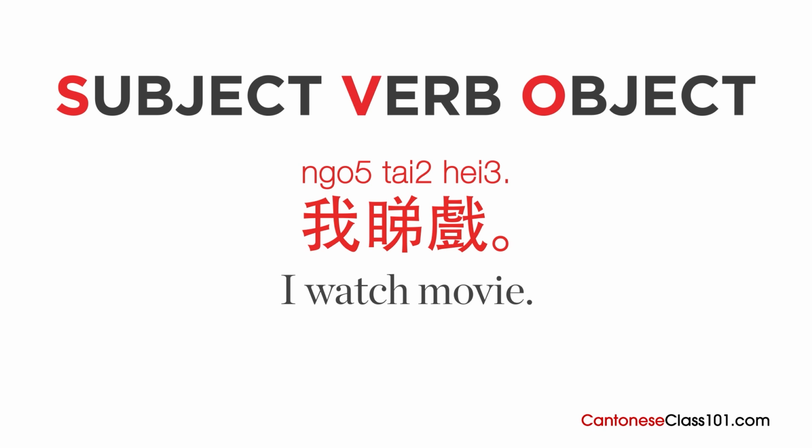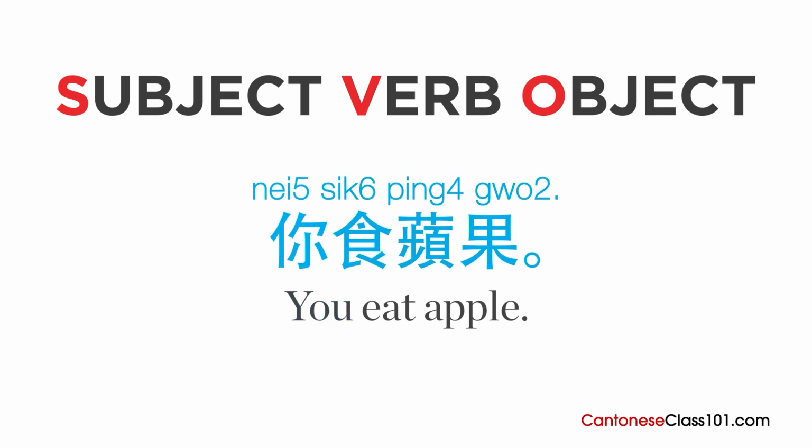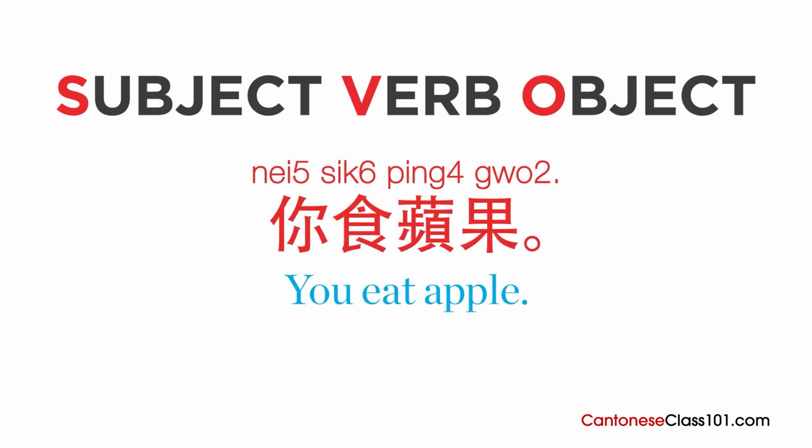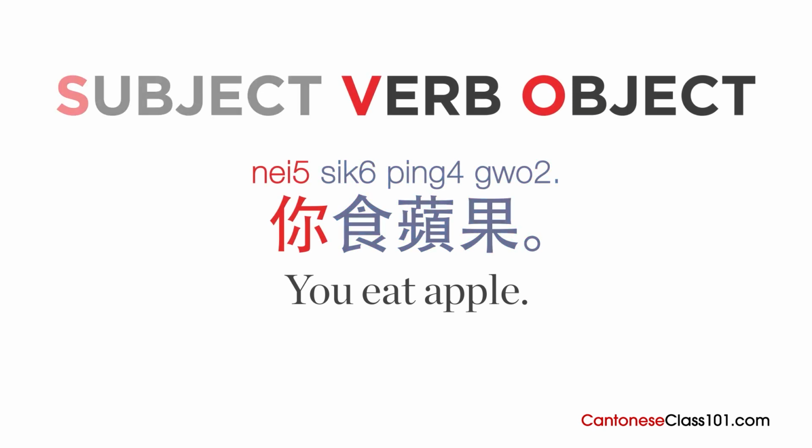Sure, let's introduce a new subject, 你, meaning you. 你食蘋果. You eat apple. Okay, I recognize the words from the previous sentence. So we simply change the subject that begins the sentence without changing any other parts. Is that right? Yep. Unlike the Romance languages, there is no verb conjugation or gender in the Cantonese language. Yet, the word order is similar to English. So in fact, Cantonese is not that difficult.